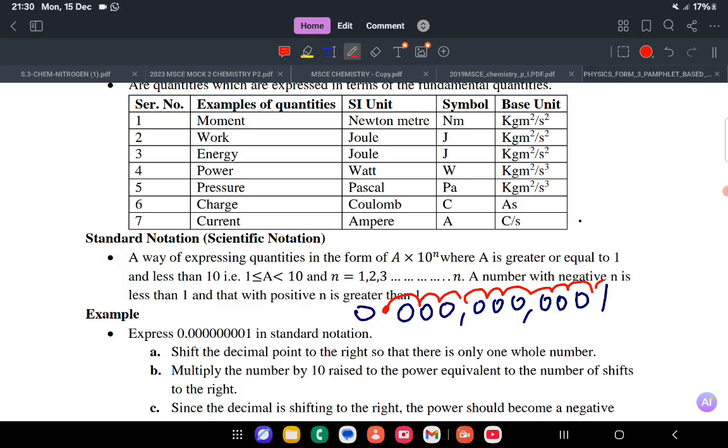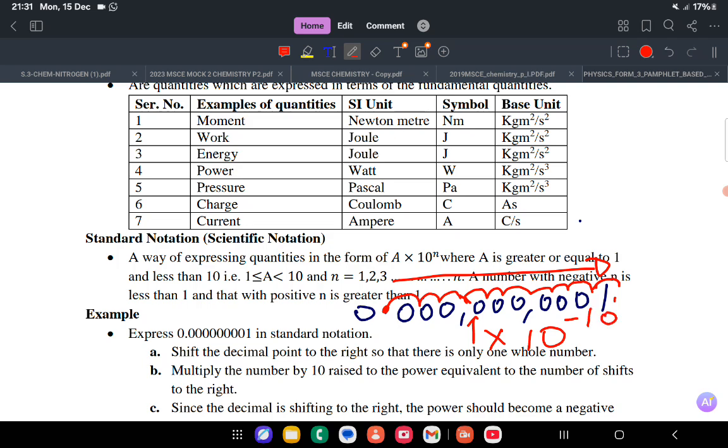such that it has gone up to 10. I've shifted the decimal point 10 times. So in the end, you're going to have 1. So the decimal now appears to be there. So I will have 1 multiplied by 10. How many times did I shift and which direction was I moving? I was moving from left to right, this way. Okay. So the number now becomes 1 times 10 to the power minus 10.